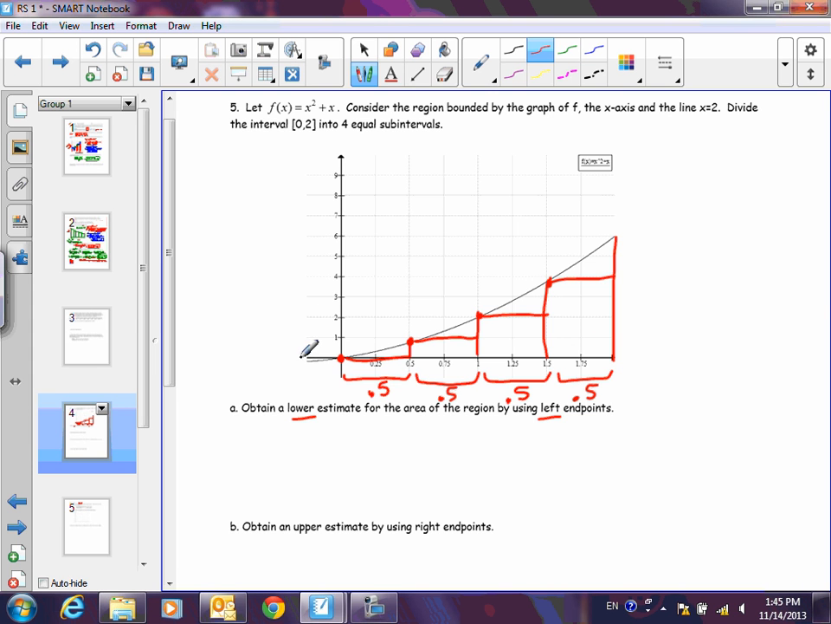So let's just review this. The first rectangle, 0.5 times the height would be 0. So that's extreme underestimation because it's saying there's nothing there. All right. Now, we used to look at the table to figure out the height, the y value. We don't have that here. So what you're going to have to do is use your function.